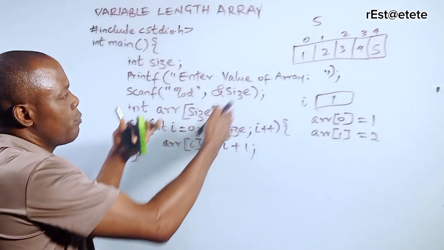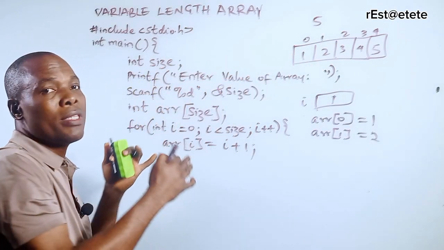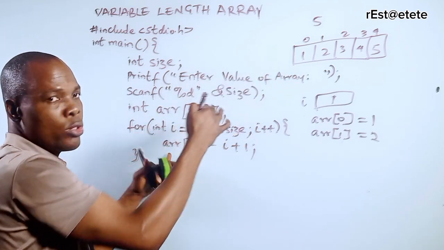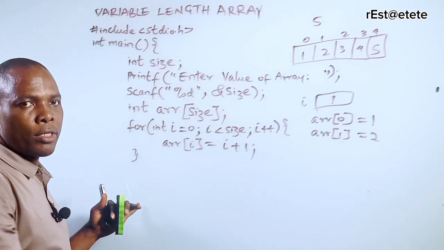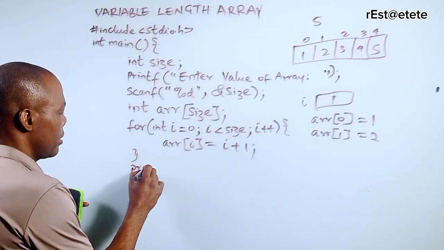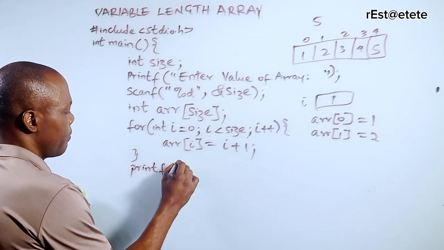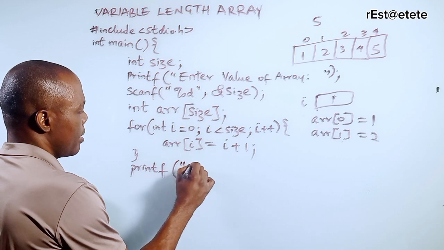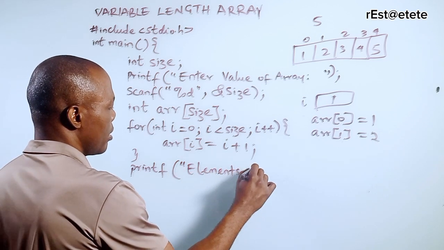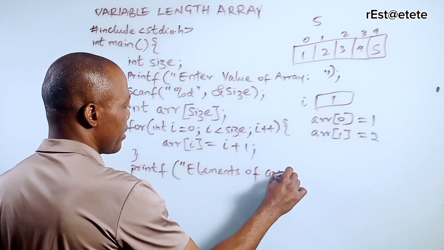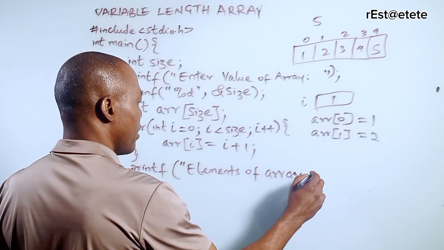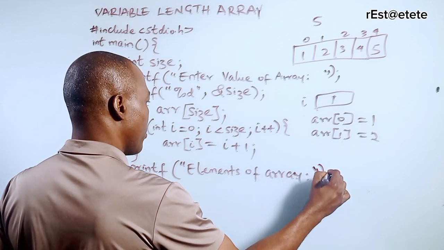Now, I've populated the array, meaning I've inserted these values into memory, and now I want to print it out on the screen. So I will say printf, "element of array," right? Then I will close this.